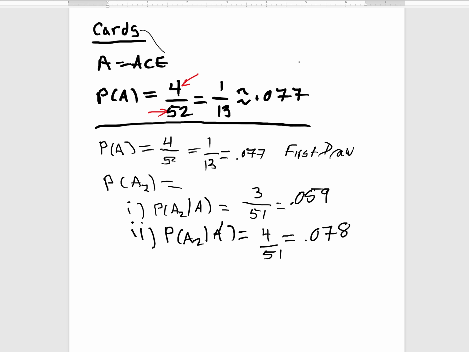So with replacement, let's make this a different color so we can have fun. This is with replacement. The probability of getting an ace every time is the same, 0.077. If I don't replace the card, this is without replacement.